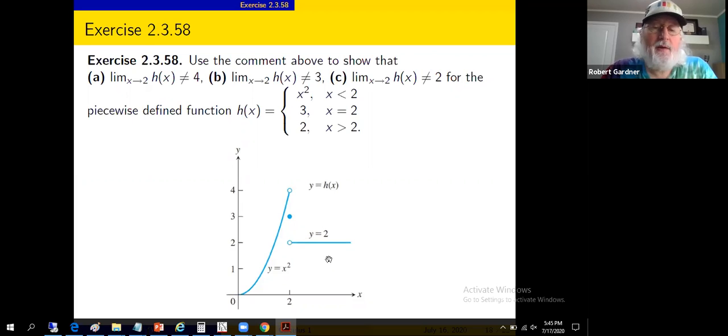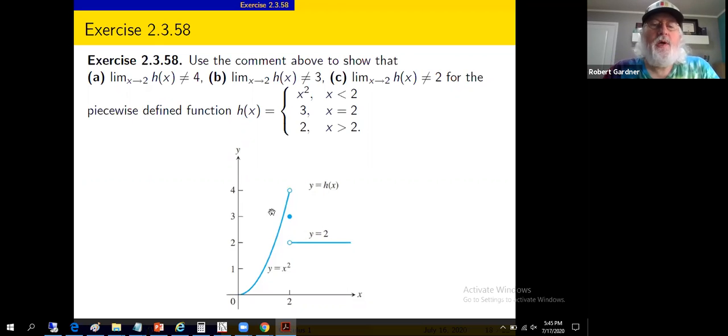By the way, there's just one function here. Right? That's not 3 functions or 2 functions. That's just one function. Its name is h. It comes in pieces. It comes in 2 or 3 pieces. If you count the point, it comes in 3 pieces. It's a piecewise defined function, but it's only one function.